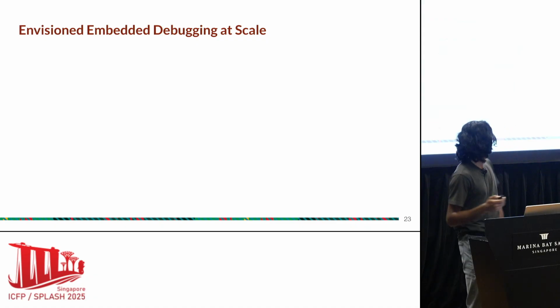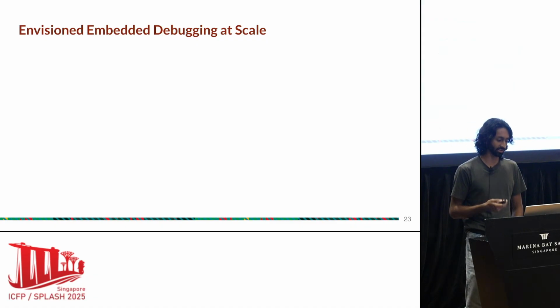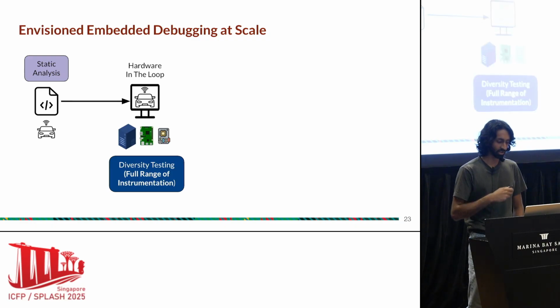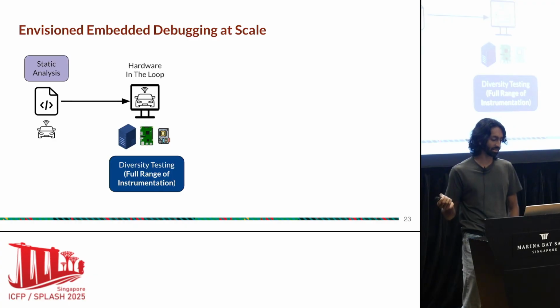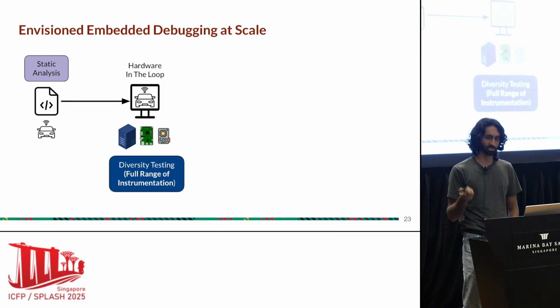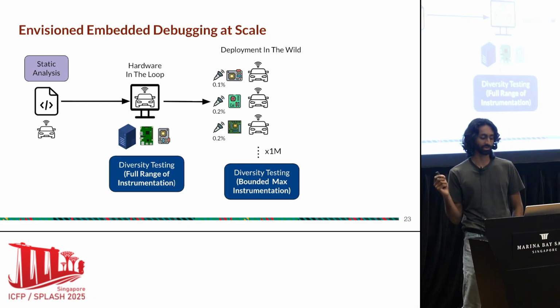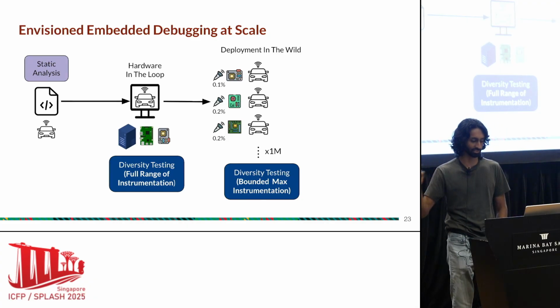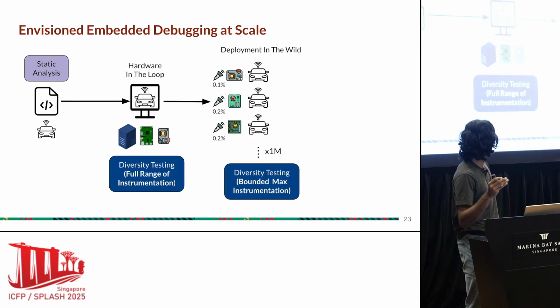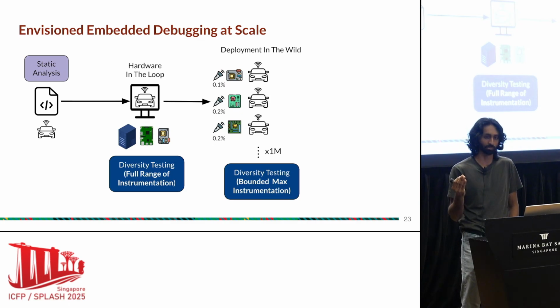And so with that, this is how I envision the future of embedded debugging at scale. We run our static analysis tools initially on our programs before deployment, run our hardware in the loop simulation testing, but instead we should use diversity testing with full range of instrumentation when we run the simulation. Unfortunately, we can't do this at deployment, but what we can do is run this in the wild across millions of devices with bounded max instrumentation that can be driven down to extremely low rates of maybe 0.1%, since you're scaling across millions of devices.